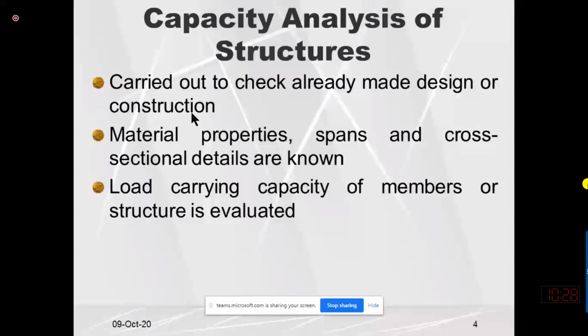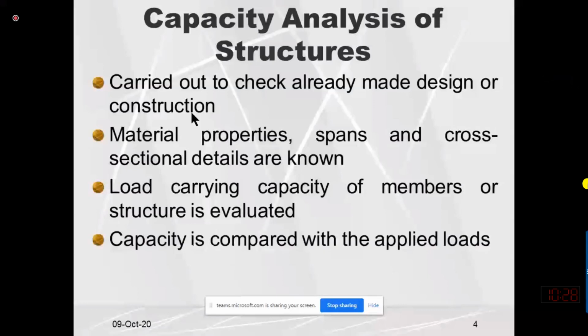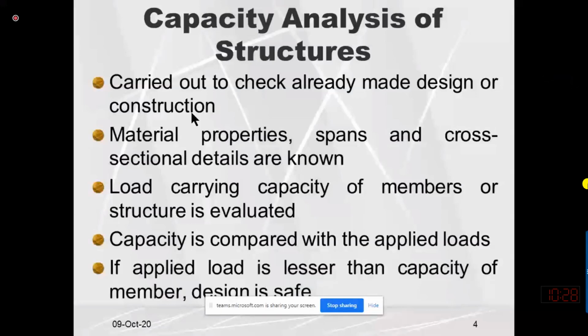I just have given the one example. Capacity is compared with the applied load. Applied load may be moment, it may be shear force, it may be the point load. If load is lesser than capacity, member design is safe.